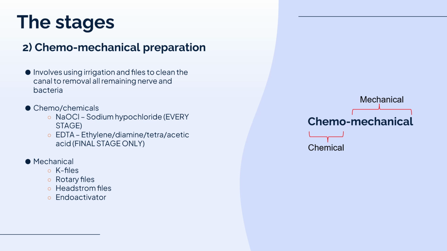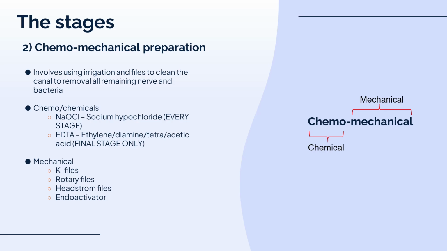So chemo or chemicals, there's 2 main ones that we use, NaOCl or sodium hypochlorite, or another term is Milton's. That's the brand name for bleach, or they might just call it bleach. I prefer you do not call it bleach in front of the patient, because patients might freak out if you say, give me the bleach to wash this patient's tooth.